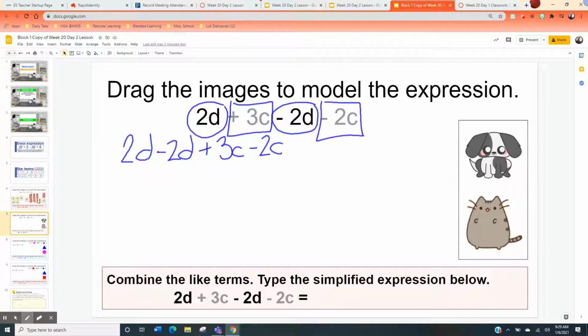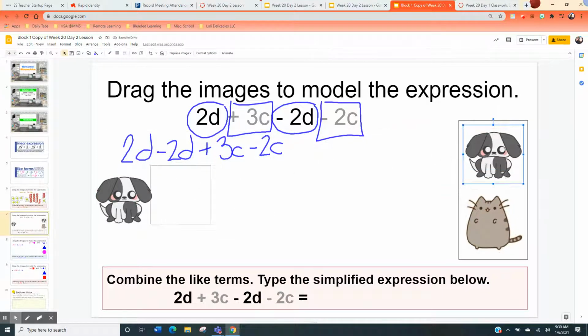Okay, so that should be more or less enough time. Let's go ahead and model our expression. So 2D, we know that our dog is our D, so I'm taking over 1, 2. So it says 2D minus 2D. What am I doing?